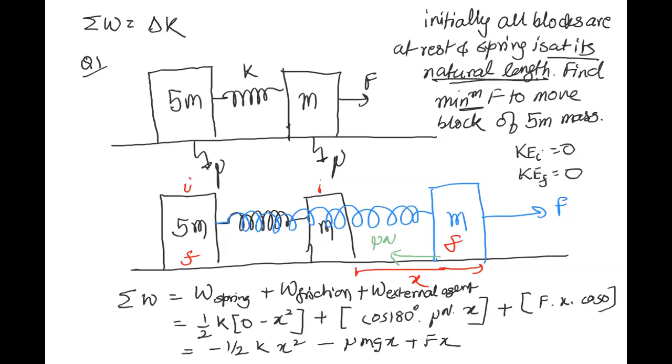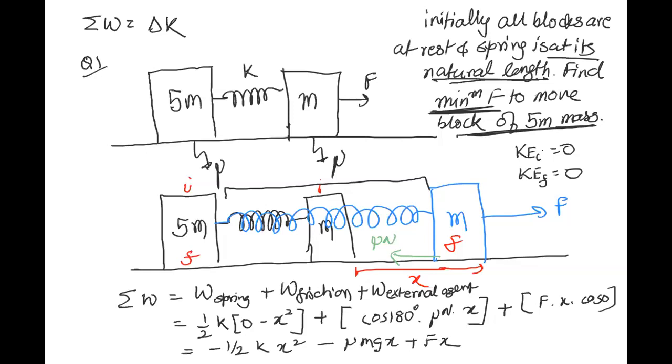that I want the minimum F, it means that I want the maximum elongation of the spring, right? And the condition is that the block of mass 5m just moves. Just moves means acceleration 0, velocity 0. Okay, so we get final kinetic energy is equal to 0, right?